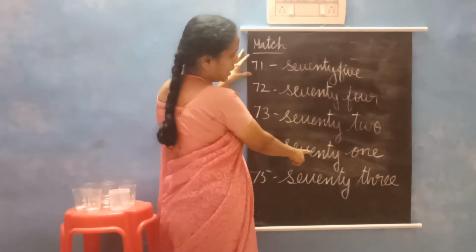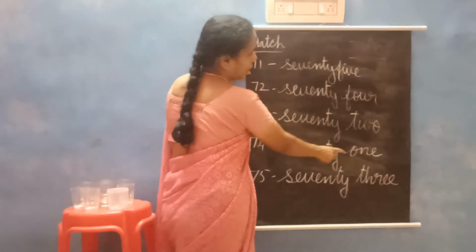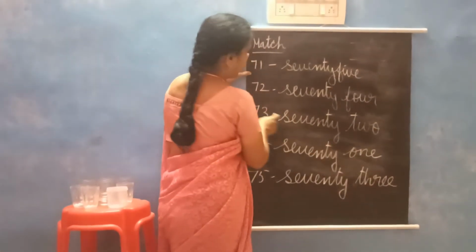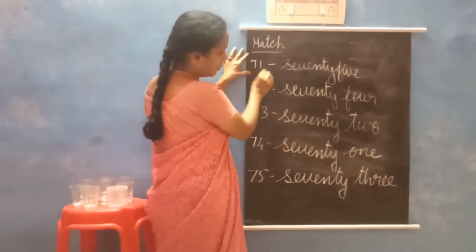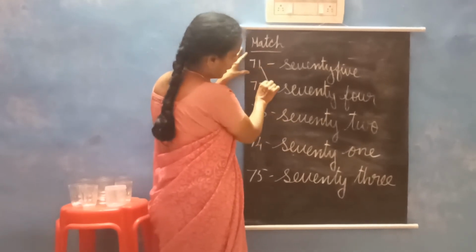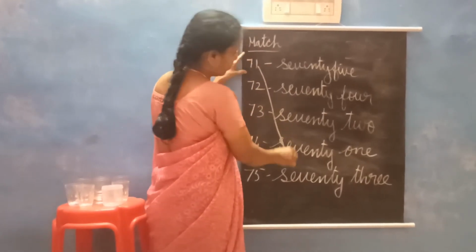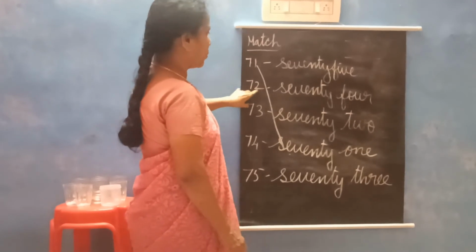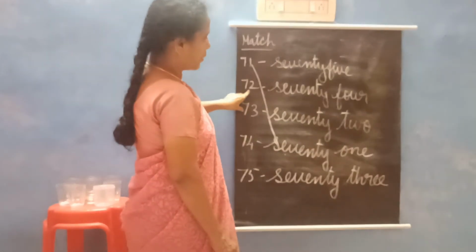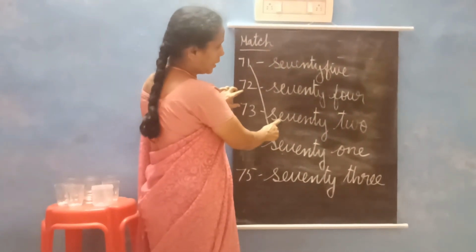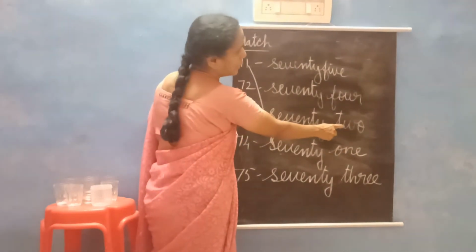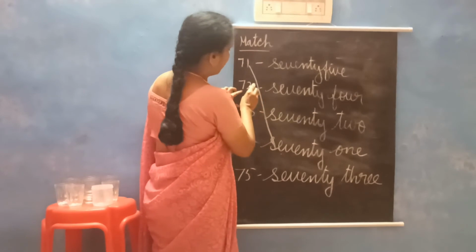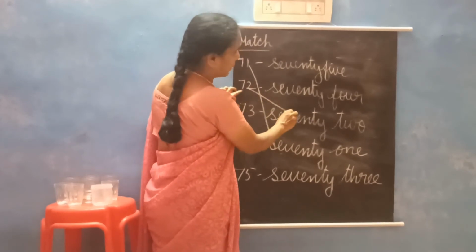SEVENTY. 71. ONE. 71. Here the number name is here, the number is here. You have to match from here to there. Draw one line. 71. Then number 72. Where is the number 72? SEVENTY 72. TWO, 2. 72. From here to there we have to draw one line.